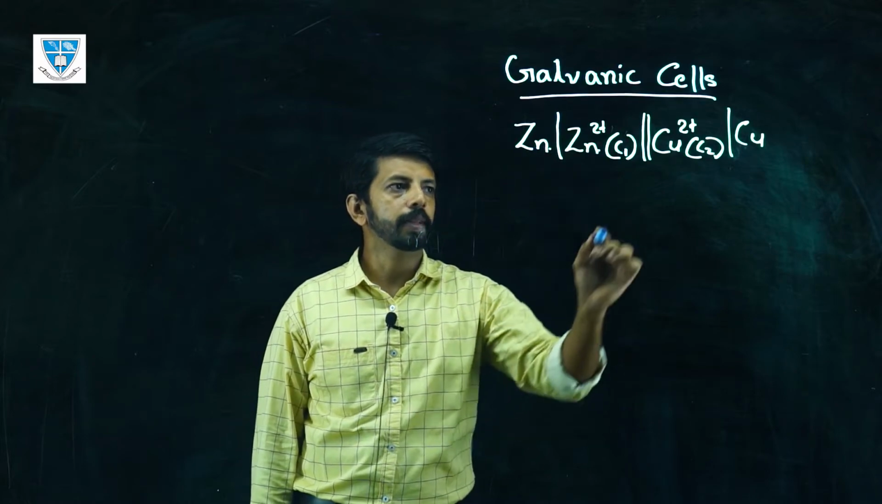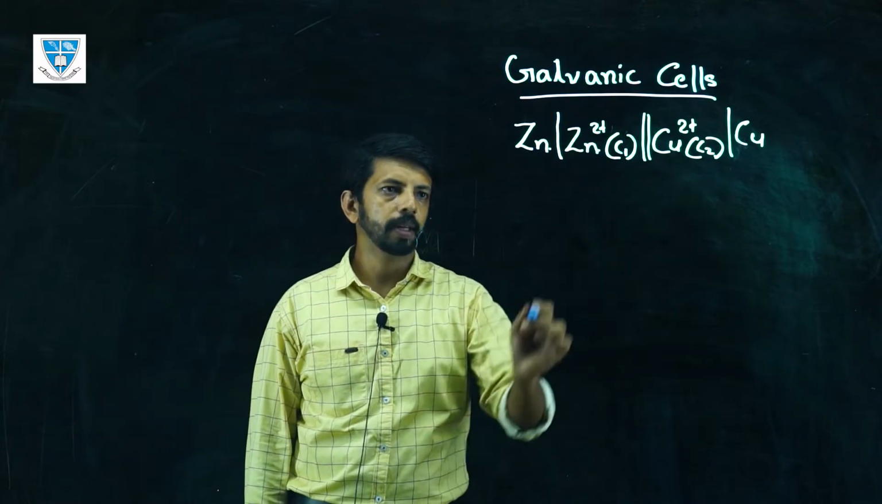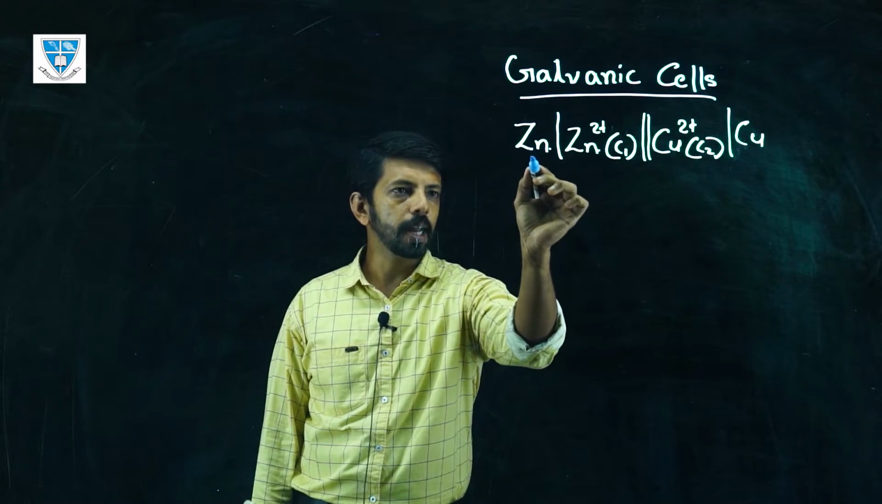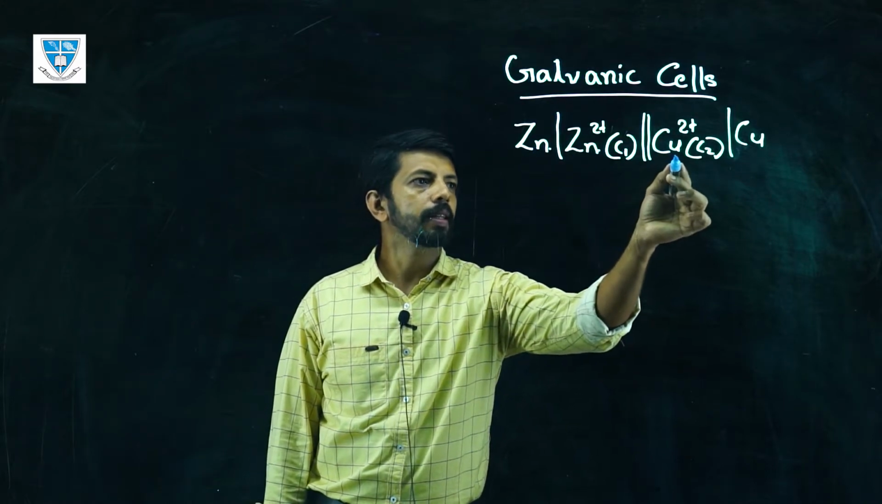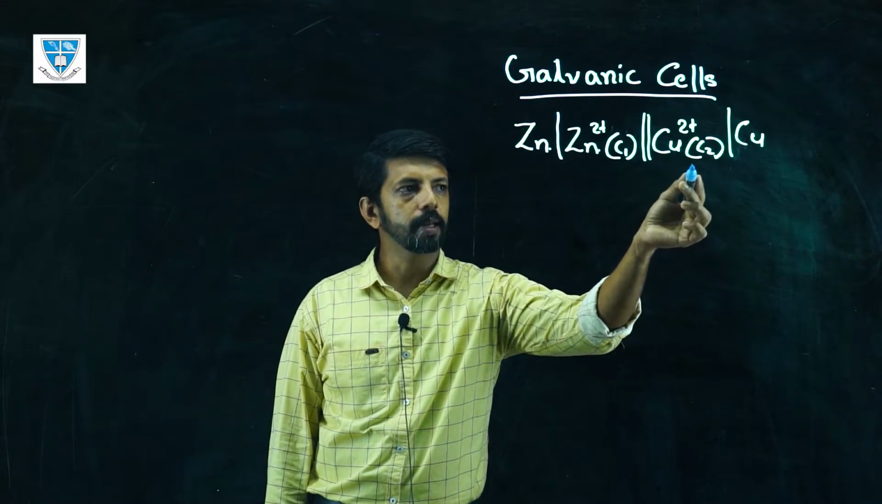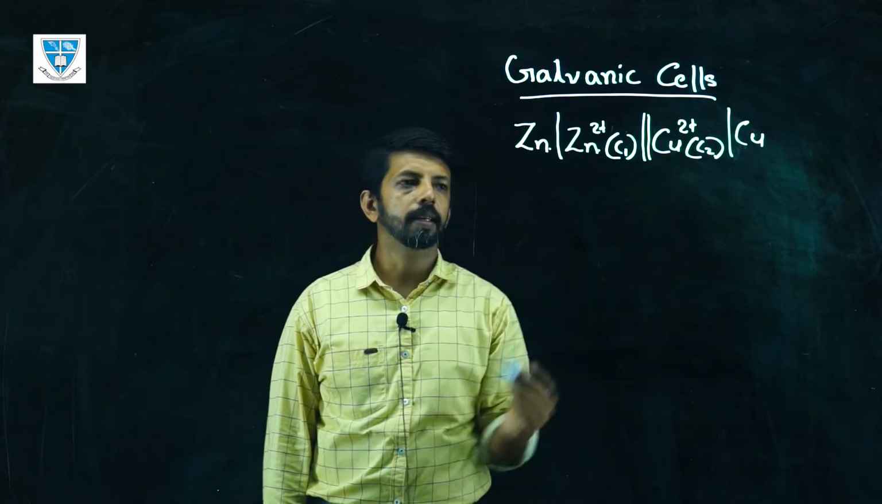So in order to represent a galvanic cell, first you have to write the anode on the left hand side and the cathode on the right hand side. The anode is represented as zinc, then Zn2+, and the cathode is represented as Cu2+, then copper.